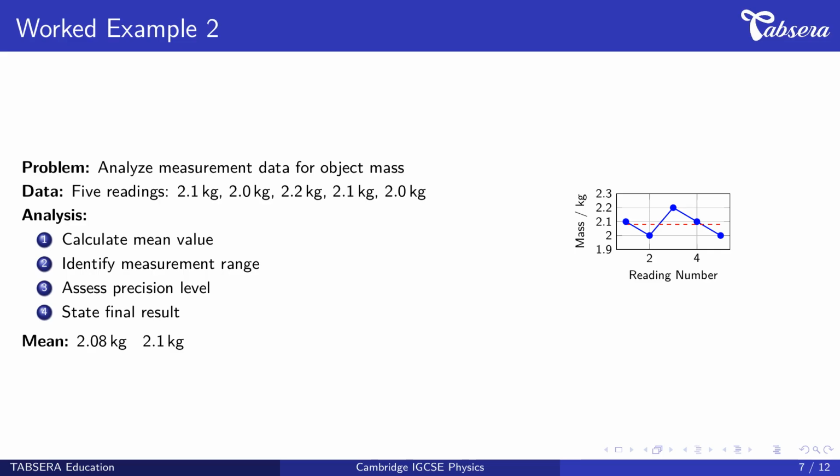Second, identify the measurement range. The highest reading is 2.2 kilograms. The lowest is 2.0 kilograms, giving a range of 0.2 kilograms. Third, assess precision. The small range indicates good precision. Fourth, state the final result. The mean is 2.08 kilograms, rounded to 2.1 kilograms to match the precision of our measurements. The graph shows the individual readings as blue points and the mean as a red dashed line.